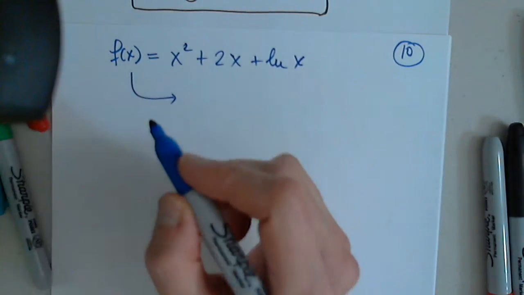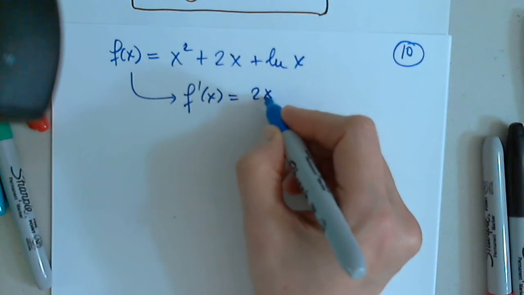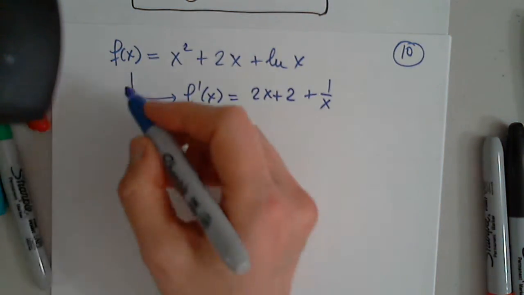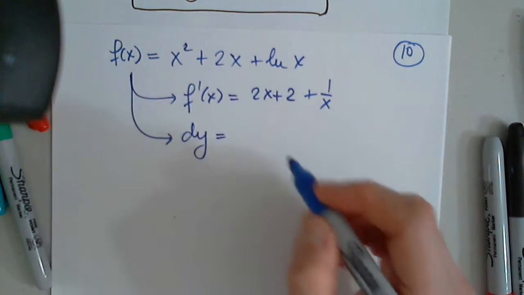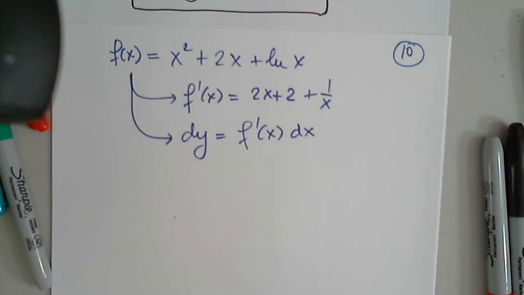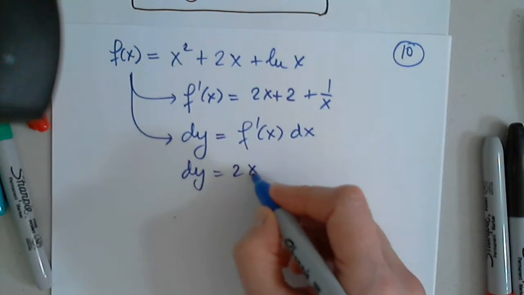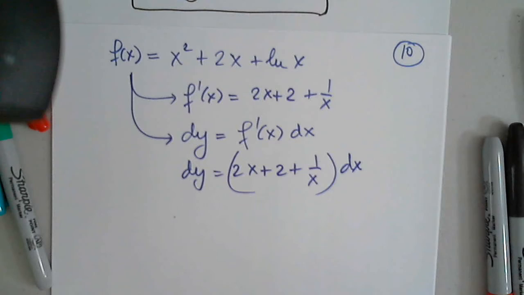So here we can be asked two things. To find f prime of x, which is 2x plus 2 plus 1 over x. But I can be asked to find dy, which is by definition f prime of x dx, which does not equal f prime. dy equals 2x plus 2 plus 1 over x times dx.